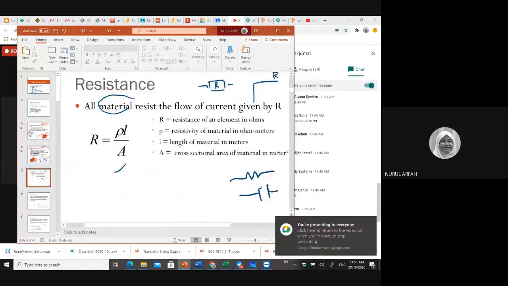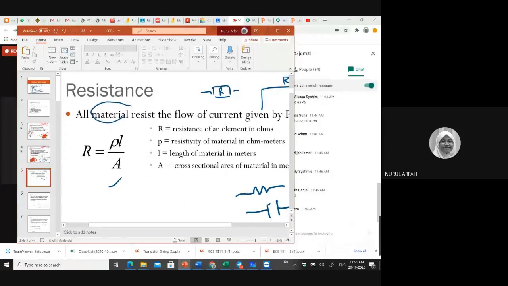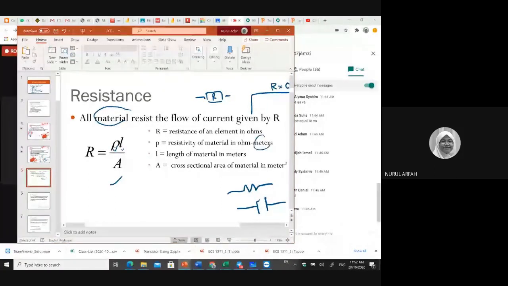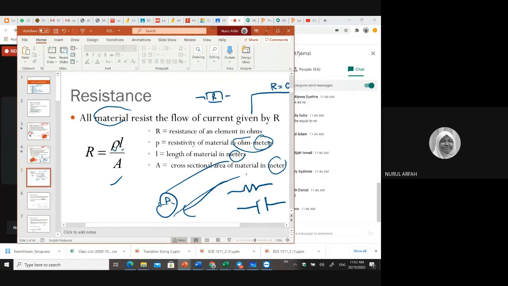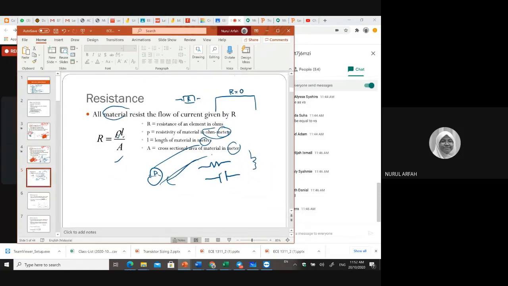Right. Now, what is R? R is equal to resistivity times the length of the material divided by the cross section area. So everything is in ohms and meter. Make sure this is in meter. The area is in meter square. So if you have a material like a wire, then you have an area of this and the length here, and some resistivity of that material in ohm meter. So this is one of the conditions.